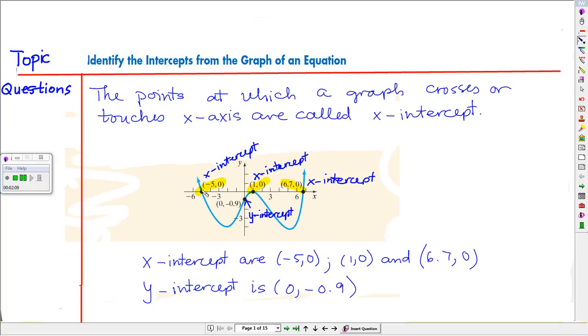So look at the graph right here. We can see that there are 3 x-intercepts because the graph crossed the x-axis 2 times and touched the x-axis 1 time. So there are a total of 3 x-intercepts.